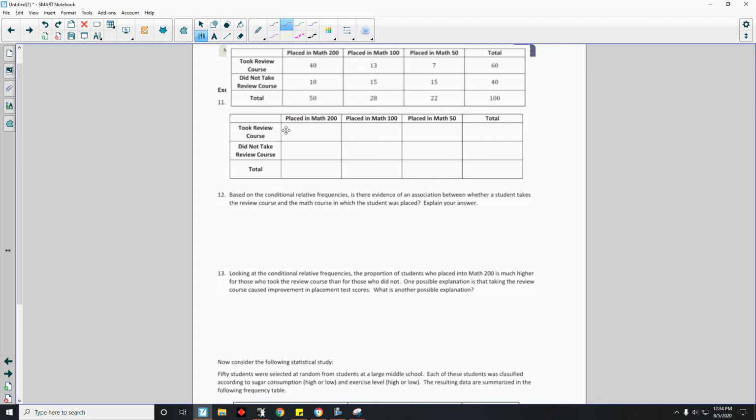So let's start with review took the course. Okay. 40 took the course, I should say, we're talking about taking the course. Who took the course? What was the total? The total who took the course was 60. That will be your denominator. So this would go here. And the number who placed in Math 200 out of that 60 would be 40 out of 60.